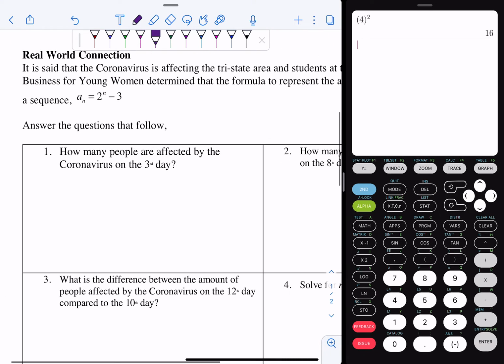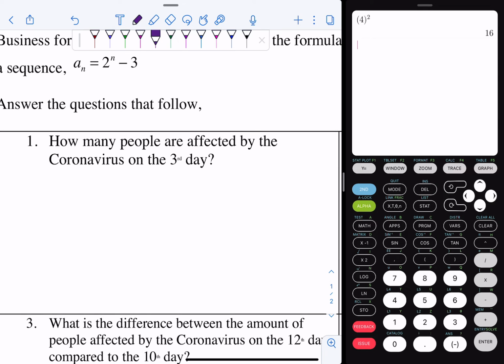Question number 1 says, how many people are affected by the coronavirus on the 3rd day? So now we don't have a list of numbers. What we're going to do is we're actually just going to plug in the number. So if I look, this is my 3rd term. So what I want to do is a sub 3.